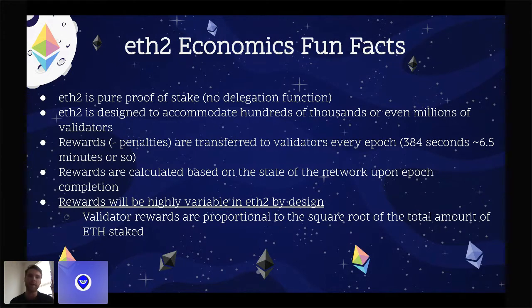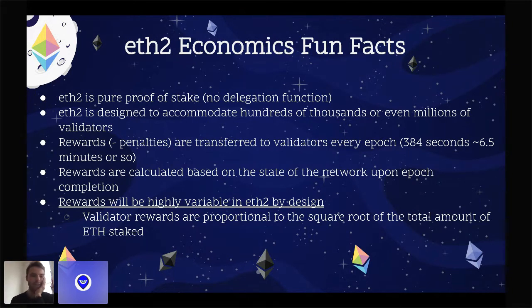So, number one, ETH2 is a pure proof of stake environment. There's no delegation function. So everyone who is a validator in theory needs to have the asset itself, but also provide resources to the network. ETH2 is designed to accommodate hundreds of thousands or even millions of validators. It's true to its decentralized-as-possible design. Rewards minus your penalties are transferred to validators every epoch, which is 384 seconds, or as we talked about earlier, roughly every 6.5 minutes or so.